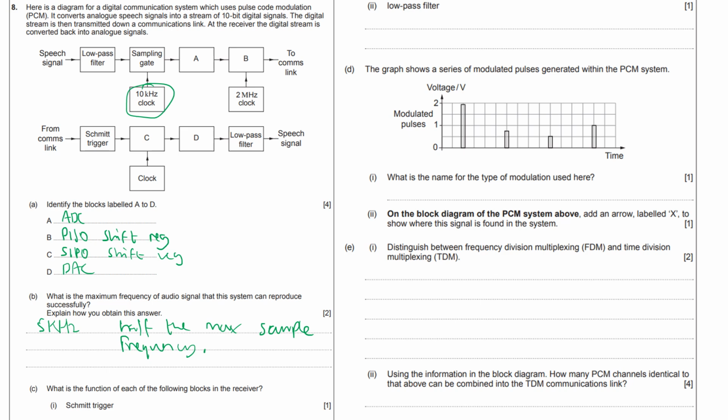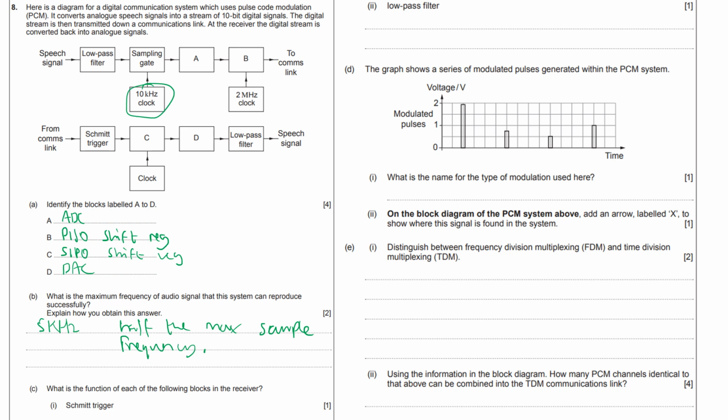So the function of the following blocks: the Schmitt trigger regenerates the signal. It removes noise and distortion, okay? The low pass filter removes any unwanted frequencies caused by quantization. So you get something called aliasing. Basically what happens is if you don't sample at least twice the highest audio, you don't get a true representation of the signal. So you've got to cut off every frequency, in this case above 5 kilohertz. If you're sampling at 10K, you cannot have any frequencies above 5K. So you need to chop everything off. So the low pass cuts off all the unwanted frequencies, okay?